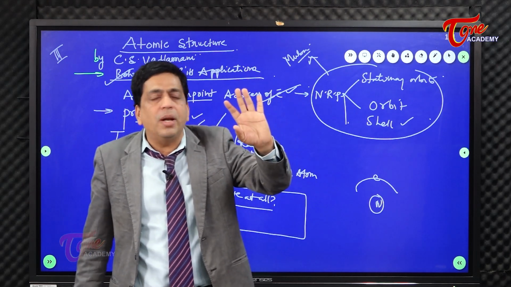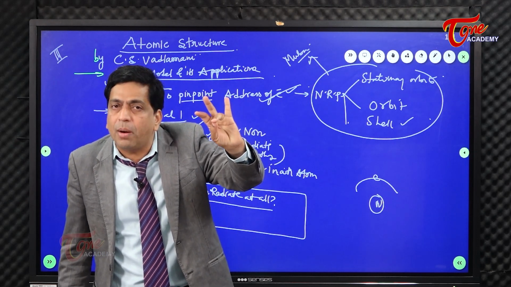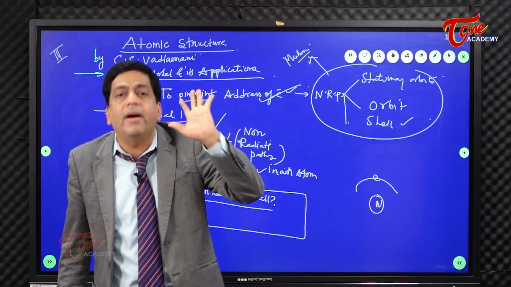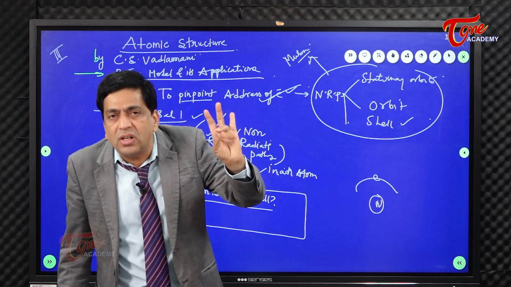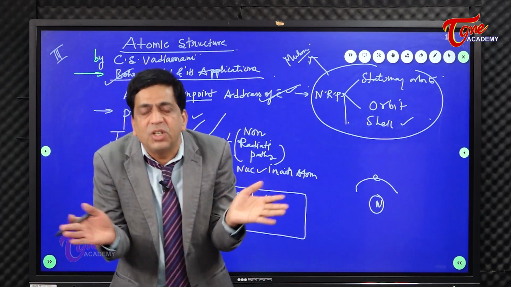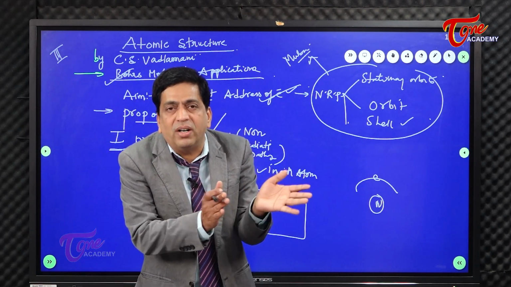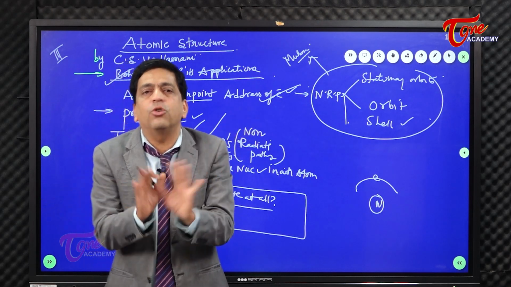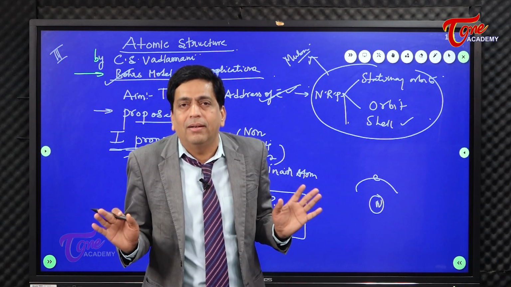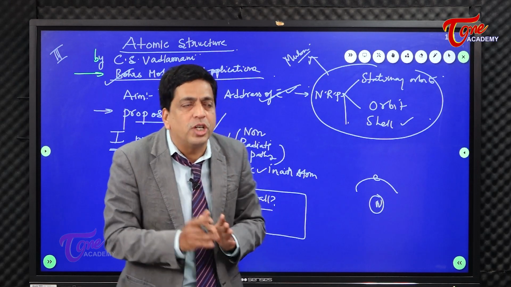So synonymously, electrons are shells, electrons are orbits, electrons are NRPs, electrons are non-radiating paths. Electrons are orbitals, electrons are subshells. You don't distinguish these, right? If one is not there, the other doesn't exist. No electrons, no shells. Mind you that, right? That perception must be induced into you.